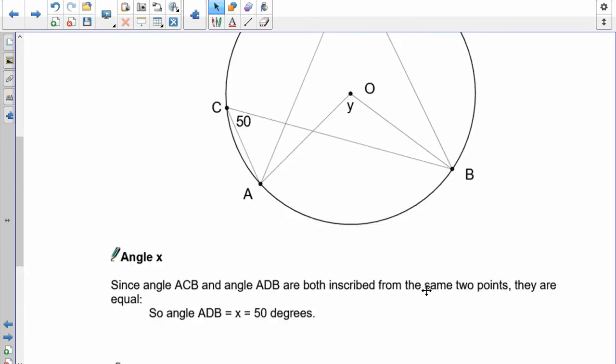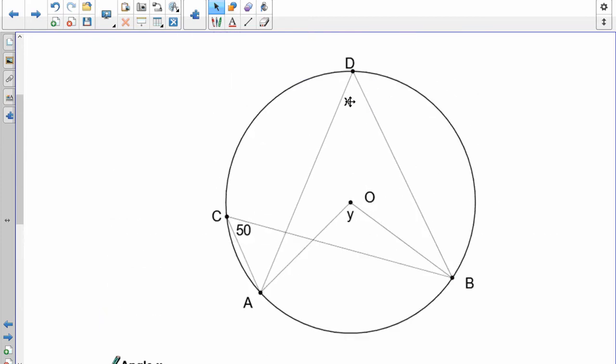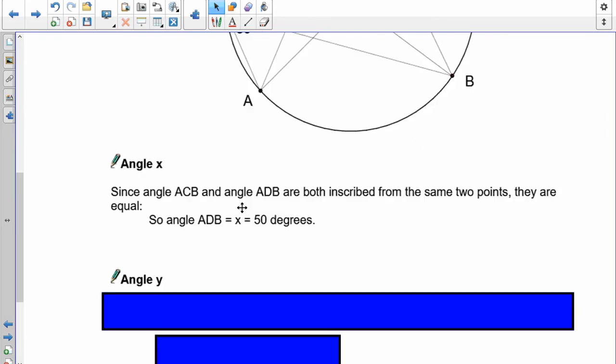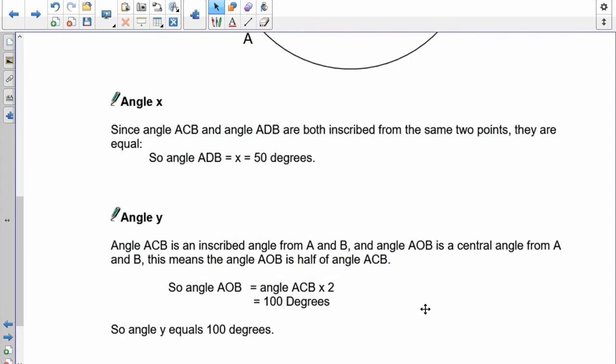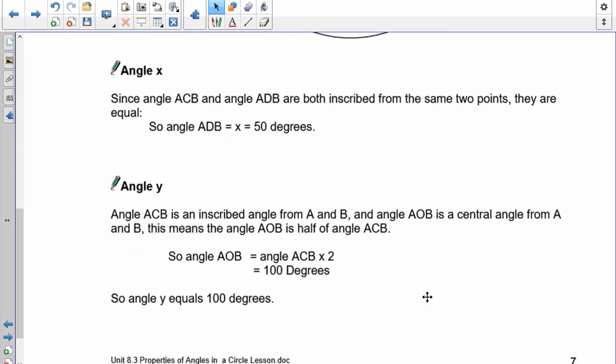Now, let's go to angle Y. Now we know that this is 50. We know that Y is the central angle to AB. Since this is 50, we know that Y has to be double it because that's the relationship between an inscribed angle and its central angle when they subtend the same arc. So if this is 50, this has to be double 50, which is 100 degrees. Okay, so pause the recording and copy all that down.